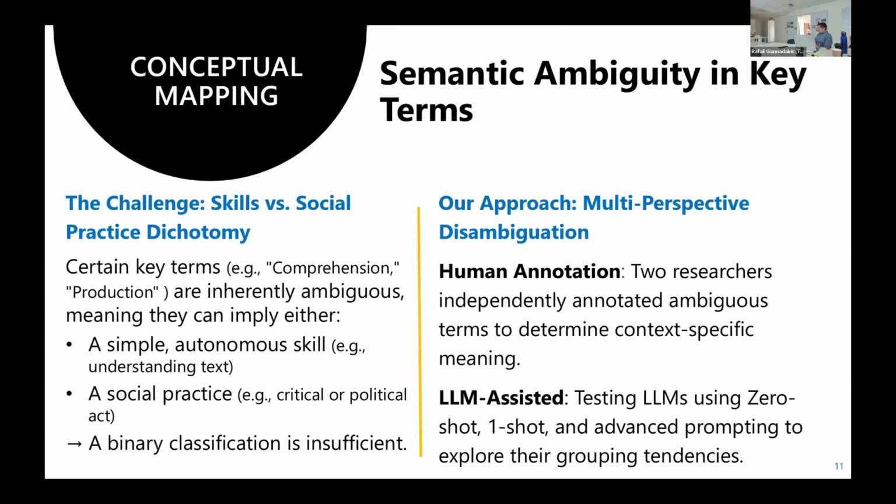However, we faced a major methodological ambiguity. Words like comprehension or production can imply a single autonomous skill or a critical social act, depending on the context. To solve this, we used NLP to extract the context around those words, for example, five words before and after the verb, and filter out the words without semantic weight. We then used both human annotation and LLMs to perform the disambiguation of that word. This hybrid approach allowed us to explore AI grouping tendencies versus human decisions.